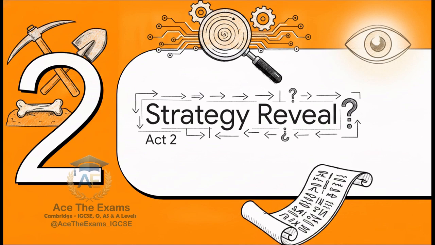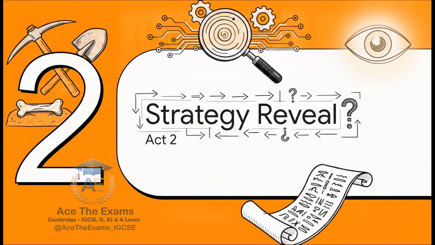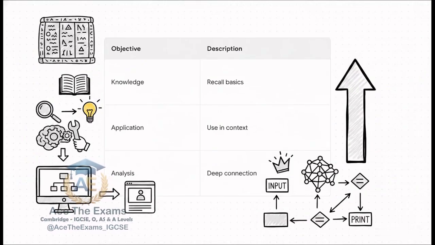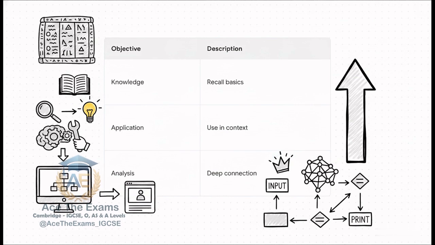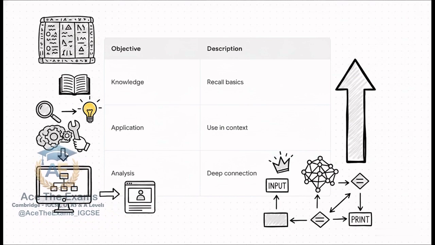It is time to put on our expert archaeologist hats and decode exactly what the examiner is secretly begging you to do. So, the assessment objectives. Think of these as the Rosetta Stone of Cambridge exams. You see, the exam board is targeting 3 very distinct cognitive domains. First up is knowledge and understanding. This is simply knowing that the read command takes in data. But honestly, that's only worth a tiny fraction of the marks.